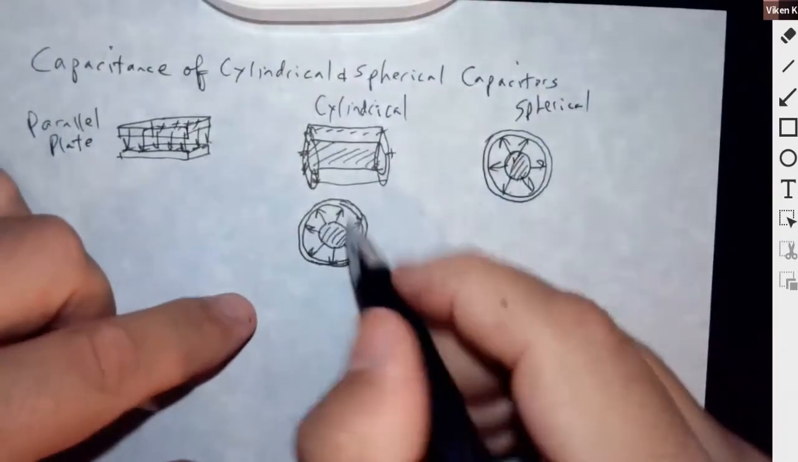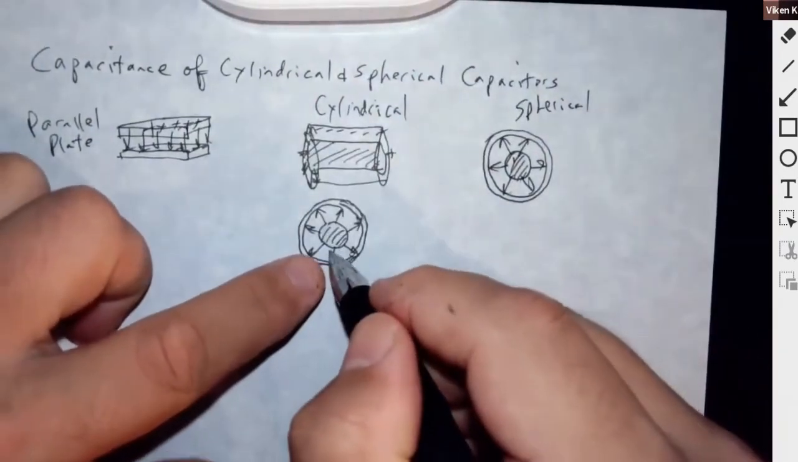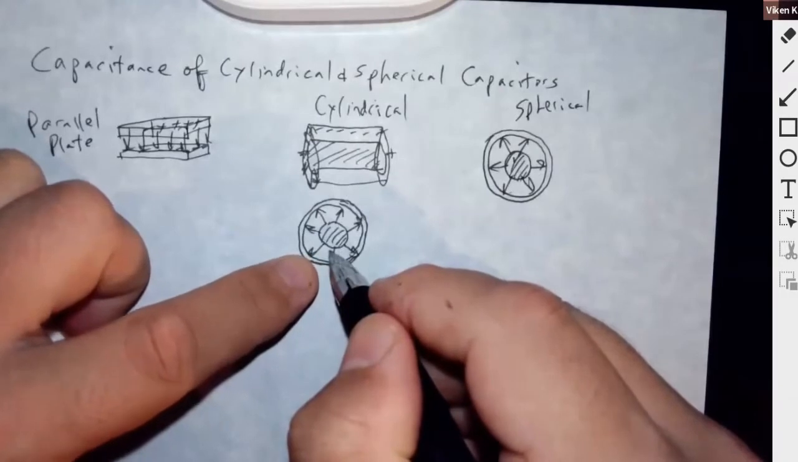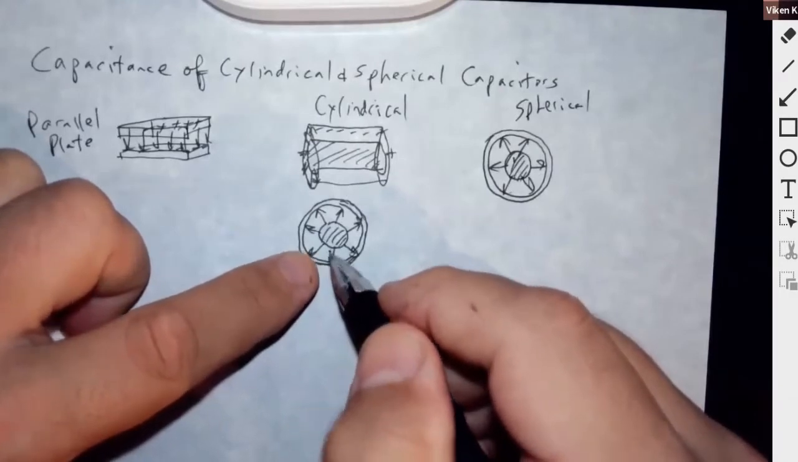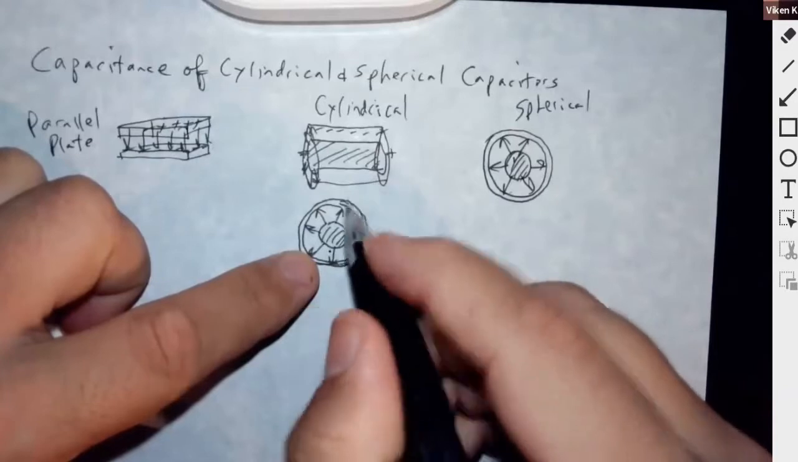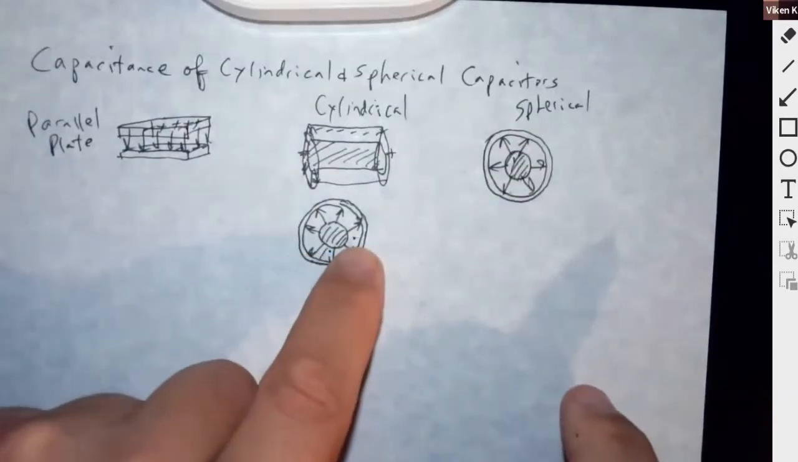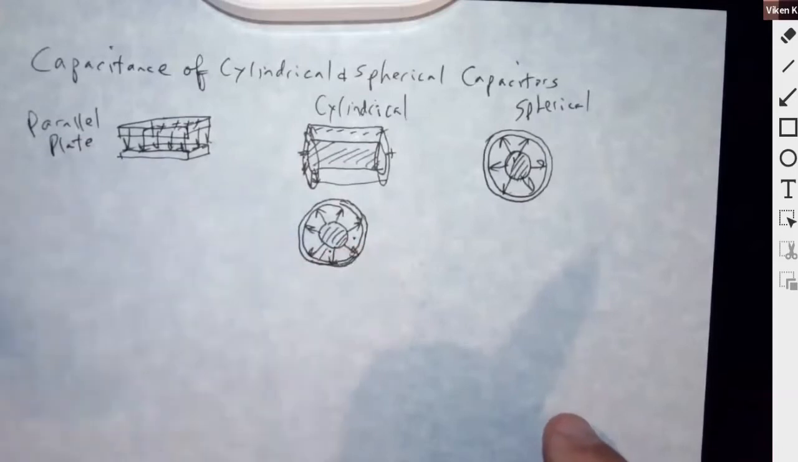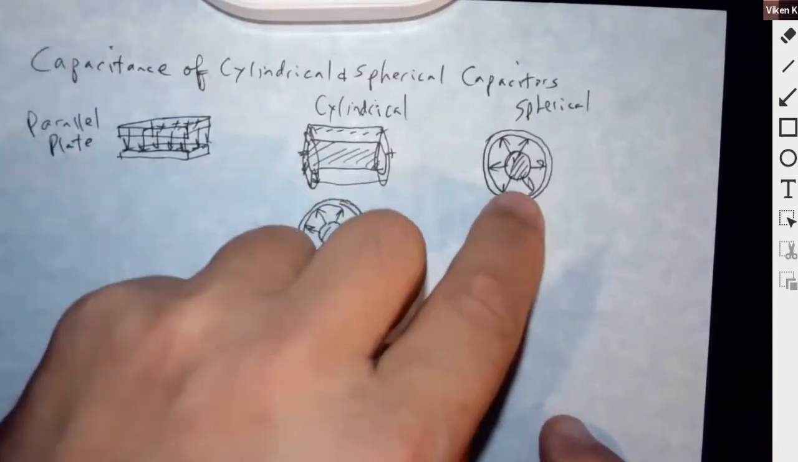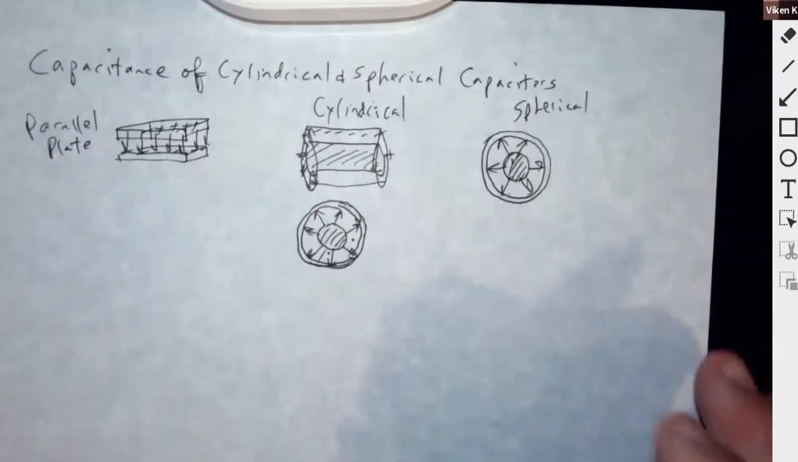And of course, the region in between them, if it's air, then the kappa will be just one, right? But if you put a dielectric material in there, then you could say, oh, okay, that would increase the capacitance by a certain factor. Same thing here, you can put a dielectric in here also.